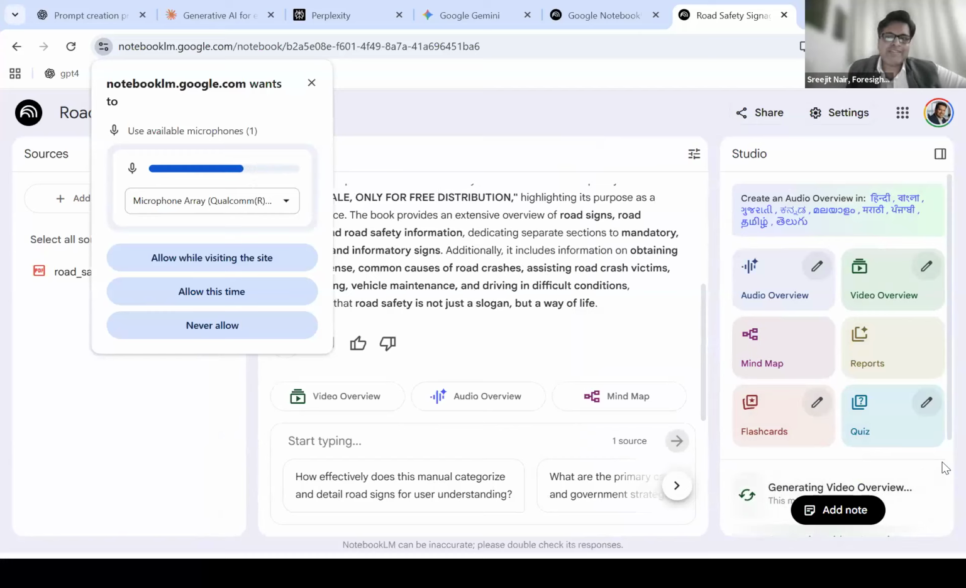But what it does when you give it good internet is that you can create a podcast where two people are talking to each other, and you can join in the podcast as a third person, and you can talk to two people about the book that you have uploaded. So that's amazing, the kind of interactive material, and it's a new addition that has recently come up.